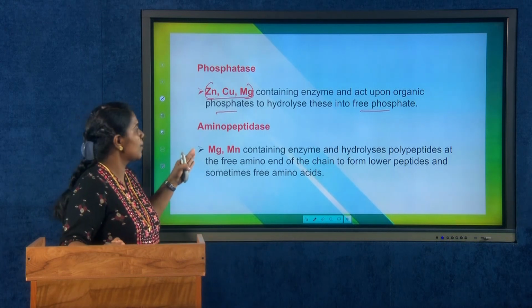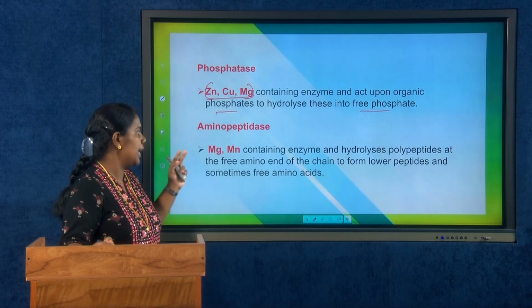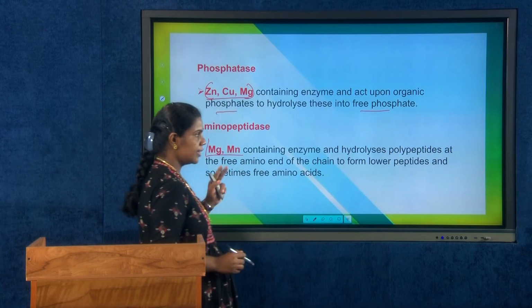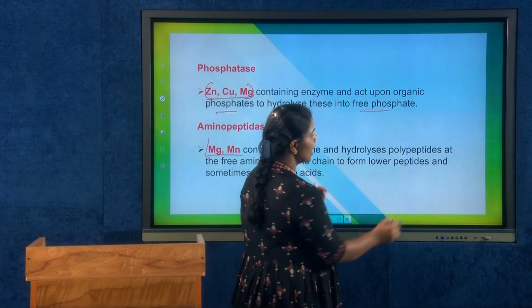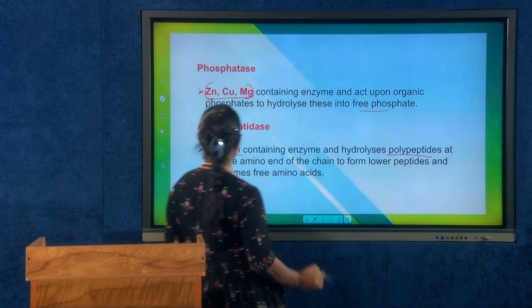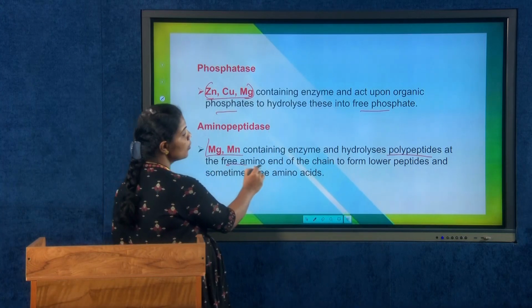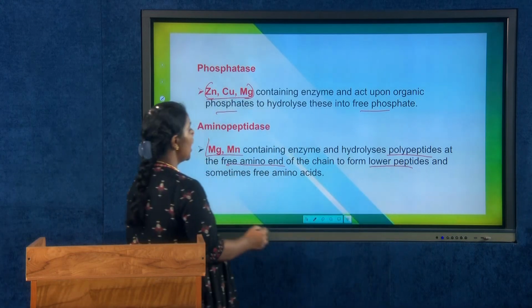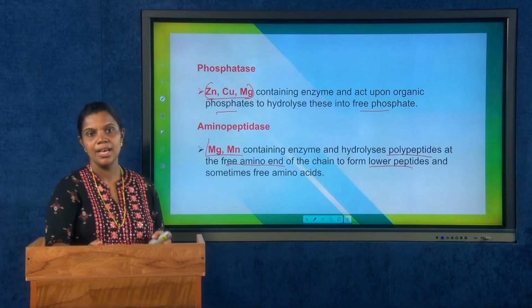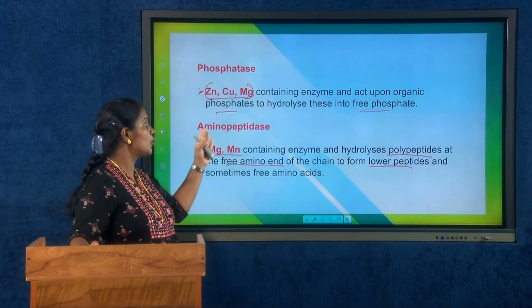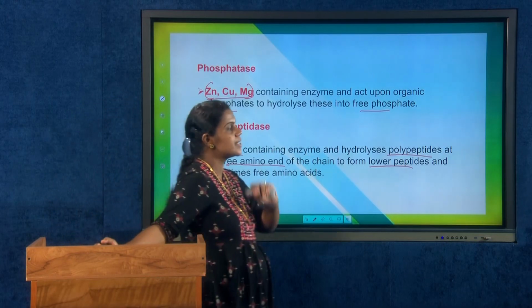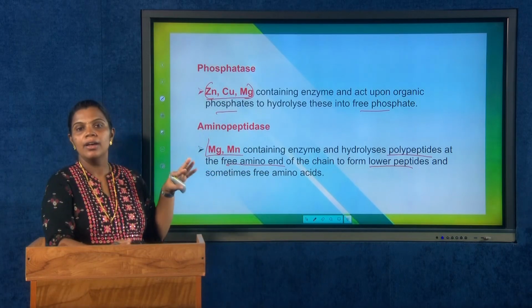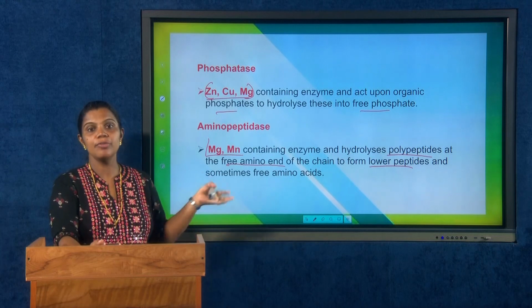Another category of enzyme is the aminopeptidase enzyme. It contains magnesium and manganese and this enzyme hydrolyzes polypeptides at the free amino acid end of the chain and forms lower peptides and sometimes free amino acids. As the name suggests, aminopeptidase enzyme hydrolyzes the polypeptide bonds and it will generate free lower peptides and free amino acids.